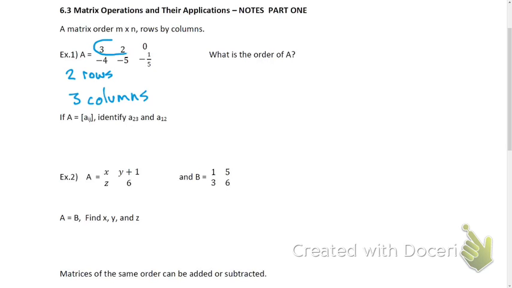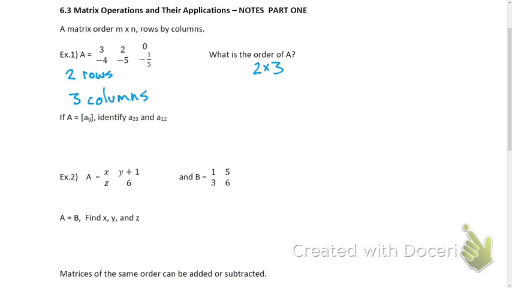This is row 1, and this is row 2. Or this is column 1, column 2, and column 3. So in answer to the order, this is a 2 by 3.